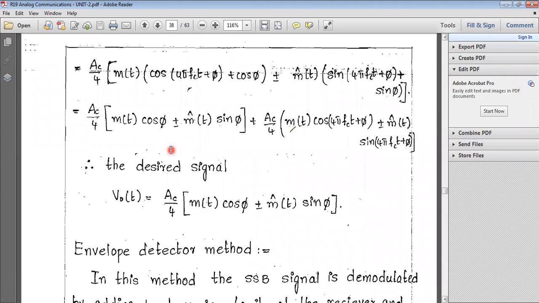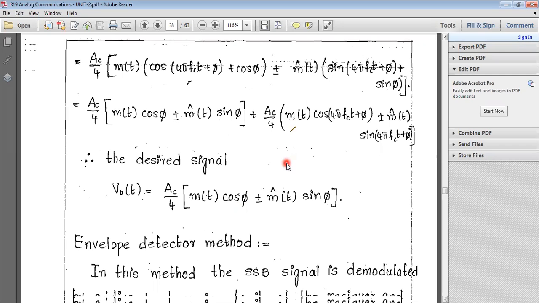In that situation, what is V naught of t? It is m of t into cos phi plus or minus m cap of t into sin phi. So here we have some phase error. This is the drawback in this method. If the phase error phi equals 0, we get the perfect message signal. But if the phase error is non-zero, then we get a phase error in the output signal. That is the drawback of coherent detection.